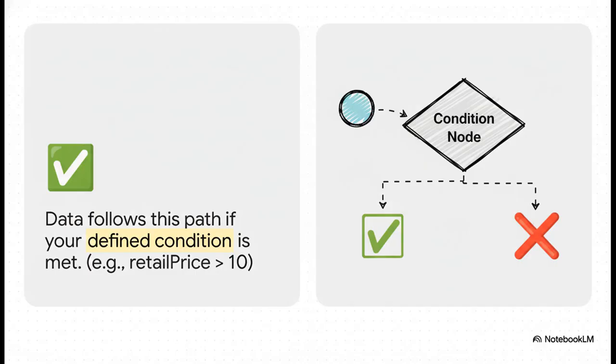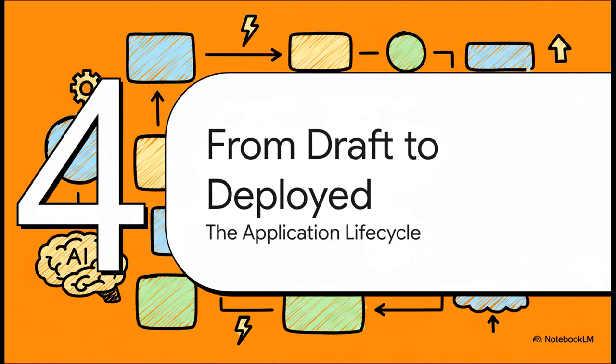Then you've got something like the condition node. This is where your flow gets smart. It's basically a fork in the road. It lets you add if-then logic. So, for example, if the condition is true, data goes down one path. If it's false, it goes down another. You could say, check if a customer email contains the word urgent. If it does, boom, it gets sent down the high-priority path. If not, it just follows the standard route. Super powerful stuff.